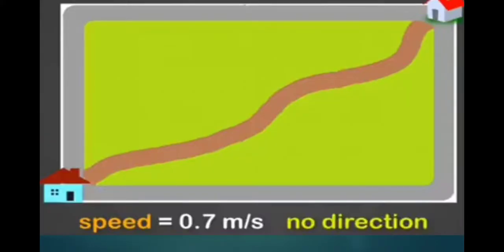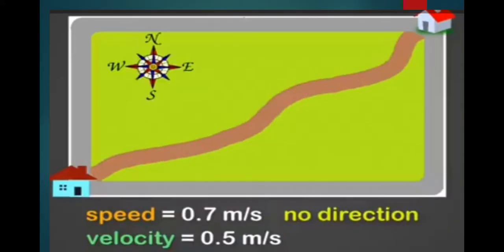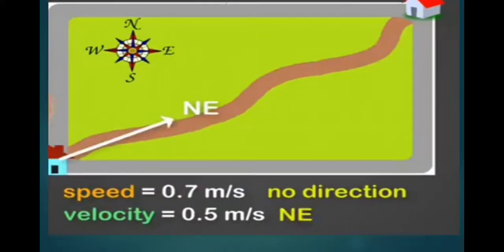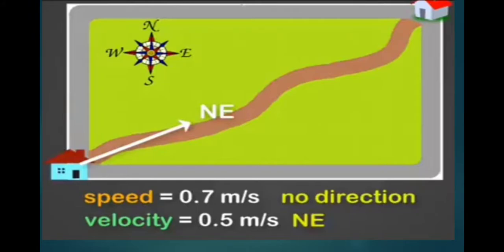Let's go back to our example. The speed we found was 0.09, but that has no sense of direction because it's a scalar quantity. And what's the velocity? That's right, 0.5 meter per second. So what is the direction of the velocity? It's along the northeast direction. So the complete answer for velocity will be 0.5 meter per second northeast, because it's a vector quantity.